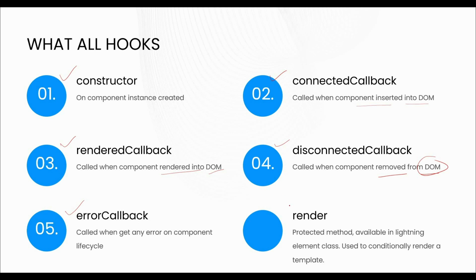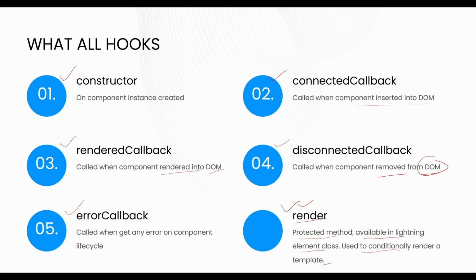But here we have one more additional method, that is render. The behavior of this render method is quite similar to the lifecycle hooks, but it is not a lifecycle hook. It is a protected method that is available in the LightningElement class. And why do we use it? To conditionally render a template. How we can conditionally render, that we will see some time later. Okay. So in a nutshell, in LWC, we have 5 lifecycle hooks and a render method, which is also similar to them.